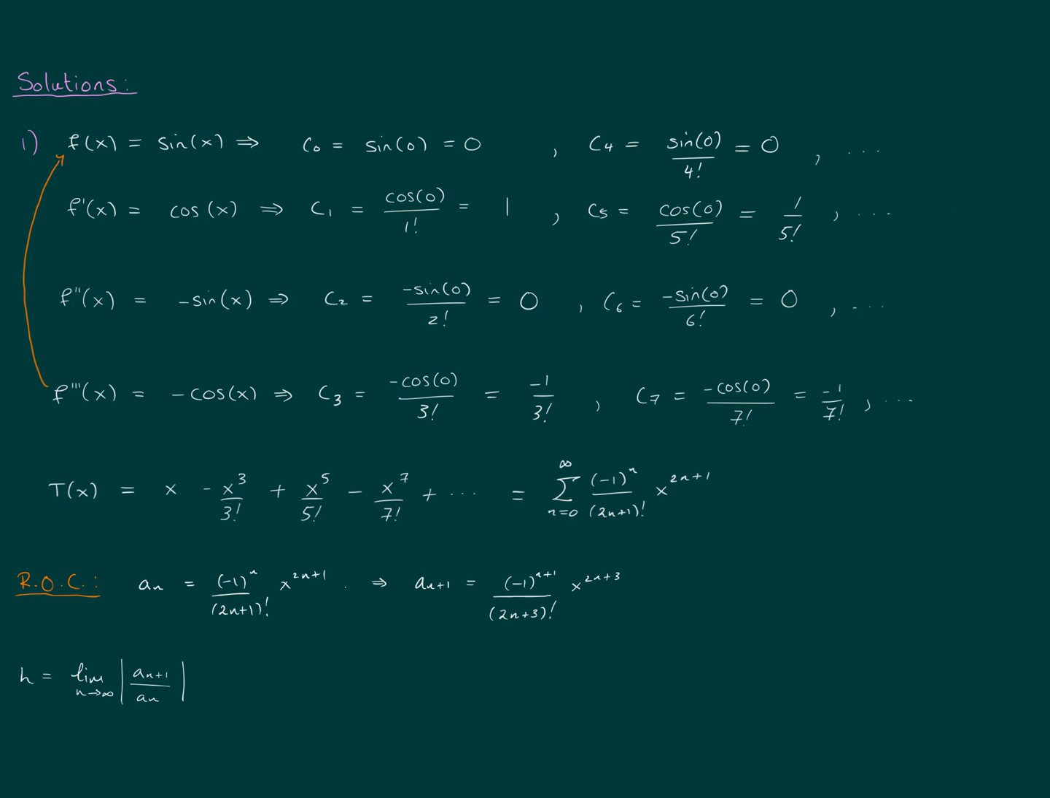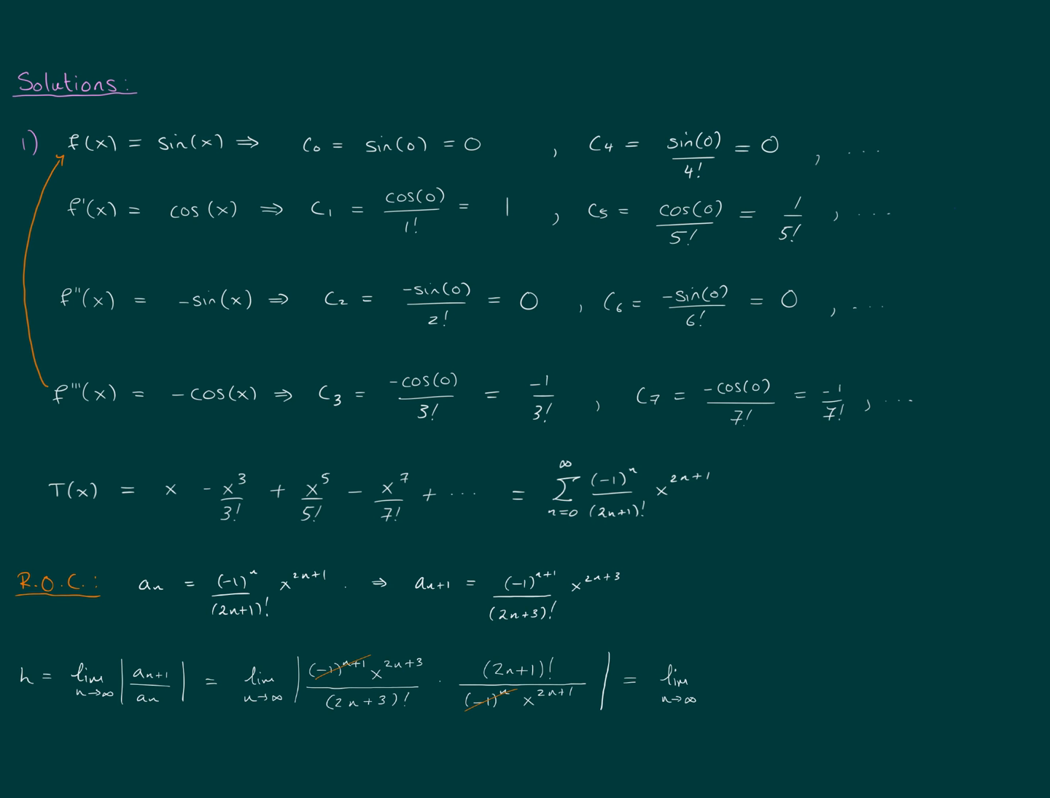We're using the ratio test, remember. So this is a limit, n goes to infinity, just like in the previous lecture. Minus 1 to the n plus 1, x to the 2n plus 3, over (2n plus 3) factorial, times, and we flip a_n upside down, so minus 1 to the n on the bottom, x to the 2n plus 1 on the bottom, under (2n plus 1) factorial. Now let's do some algebraic cancellations. We don't care about the minus ones, they're just going to disappear. So what are we left with? The minus ones are gone.